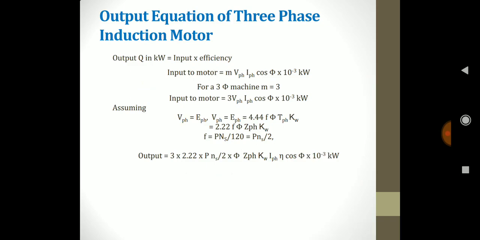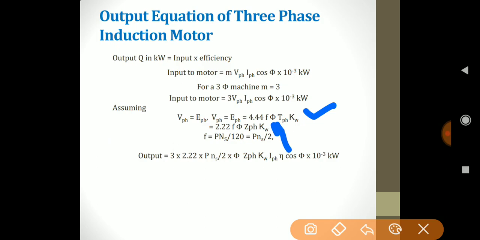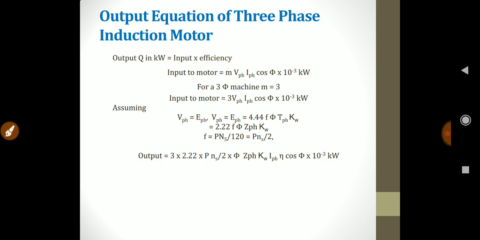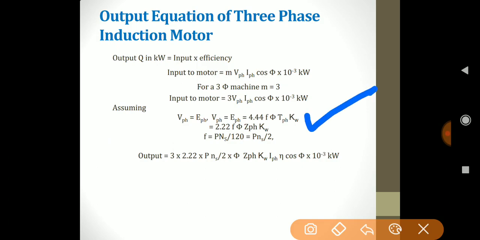Then the equation which is written, the EMF equation I am talking about, for a 3-phase machine, EPH is equal to 4.44 F phi TPH into kW. F is frequency, no doubt, phi is flux per pole, TPH is number of turns, and kW is winding factor. That is understood by the notations. Then in this equation, F is equal to frequency F.